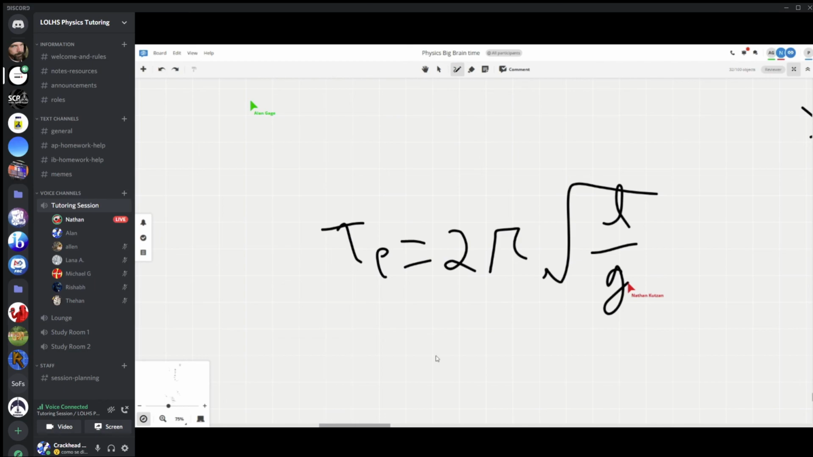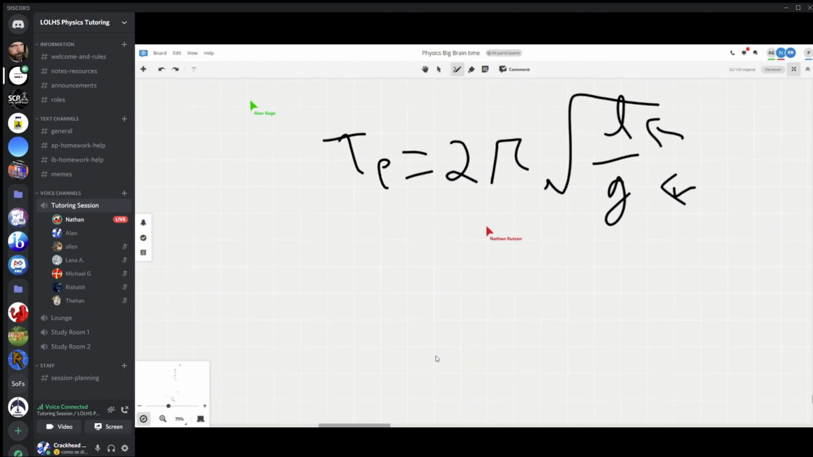Besides the fact that it's a different equation, it is more or less the same. You would solve exactly the same problems with it. Just like we did before with 2 pi square root of m over k, instead you're just going to use the length of the pendulum and gravity, which is 10. The other difference is kinetic and potential energy, where potential energy is mgh, and kinetic energy is still 1/2 mv squared.